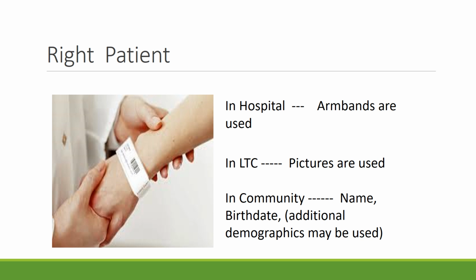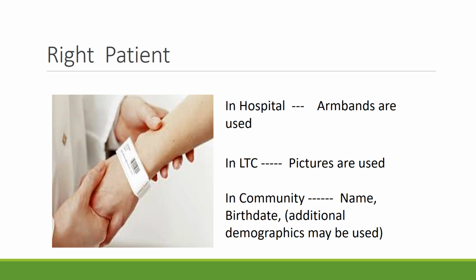So let's first talk about the right patient. There are different ways to ensure that you have the right patient. In the hospital, usually armbands, such as in this picture, are used. It's usually barcoded, but also there will be the patient's name, date of birth, usually a medical record number.